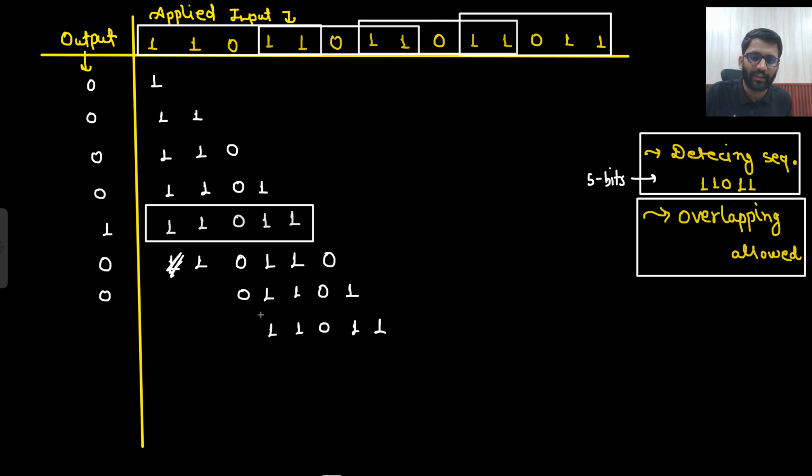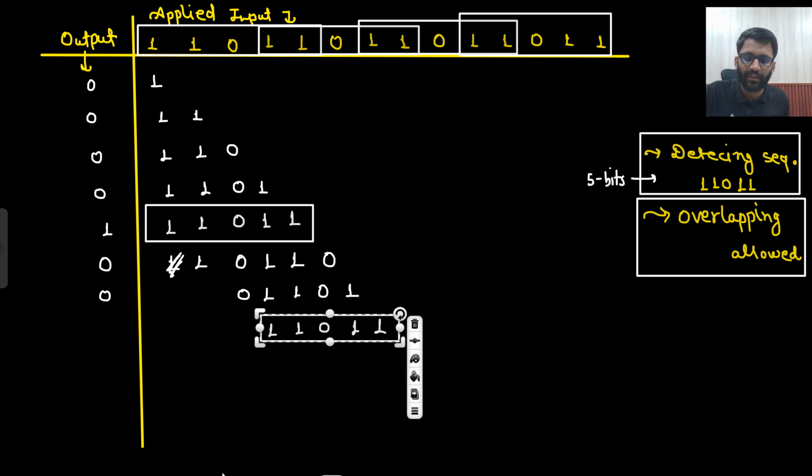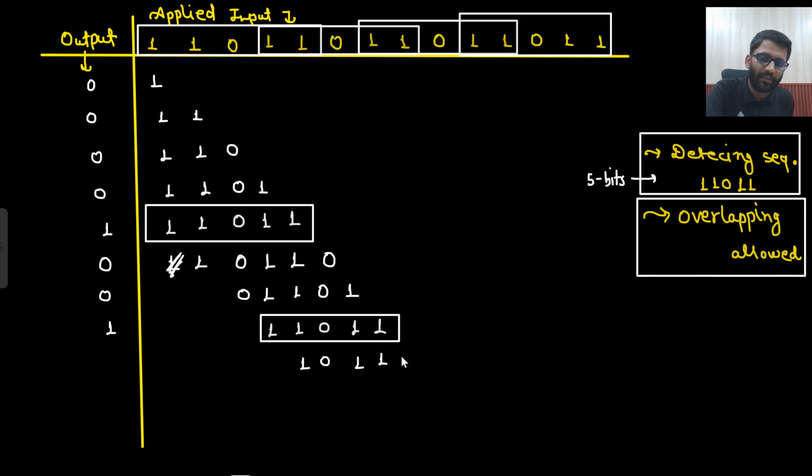Yes, it is being detected. So if it is detected, your output is 1. Now in the next cycle, this one will be gone. So 1 0 1 1 0, output is 0. Then in the next cycle, this one will be gone. So 0 1 1 0 1. Okay, output will be 0.